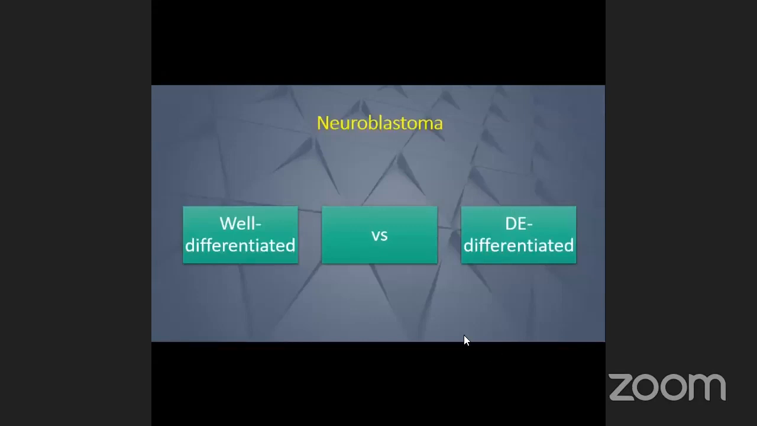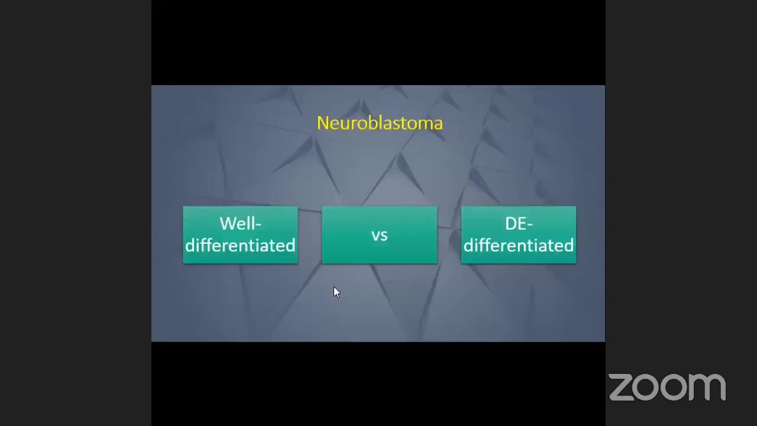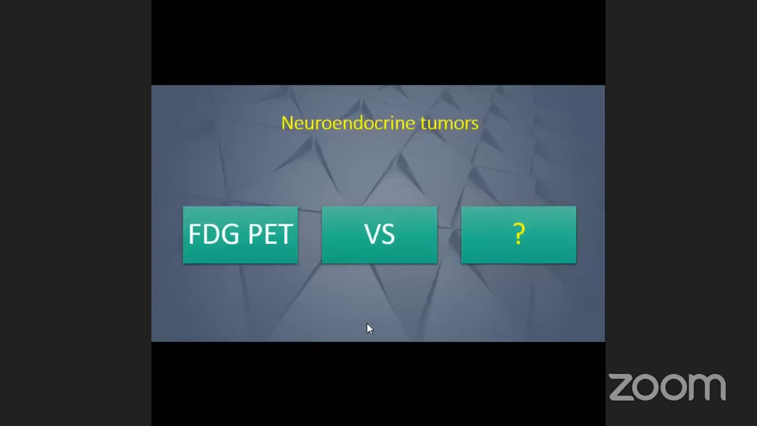Also something to mention: it sometimes depends on the type of the neuroblastoma. Is it well differentiated or non-differentiated? It depends which type it is. For example, MIBG goes more with the well differentiated, while the other type will take a tracer like FDG. And is there any other application for the same idea? Yes.